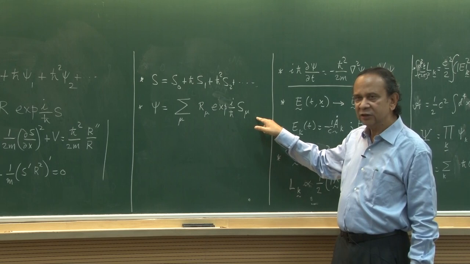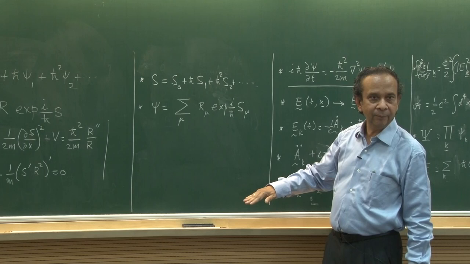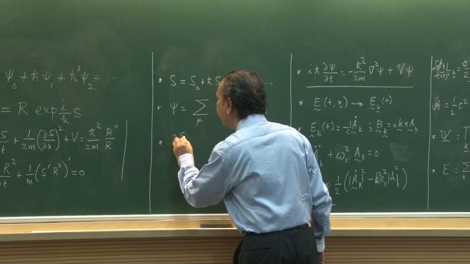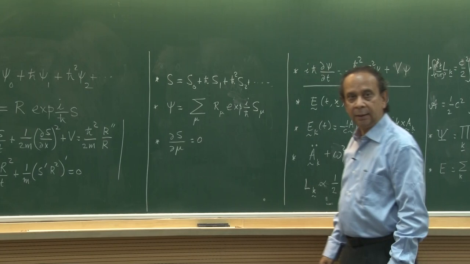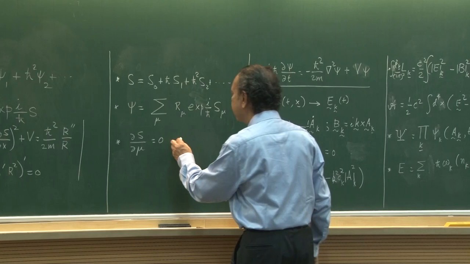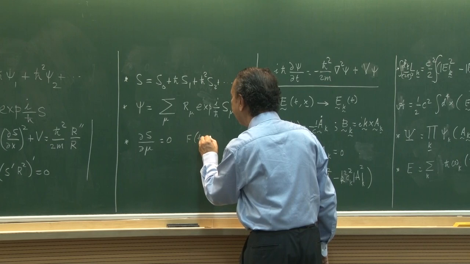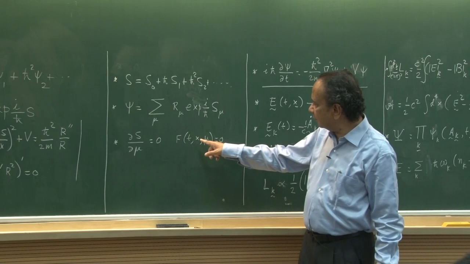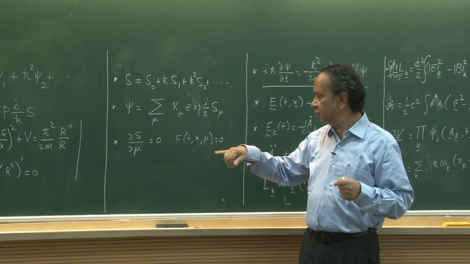If I change mu slightly, this S of mu will again oscillate very widely, except in those cases where dS by d mu is 0. Same as the argument as before. So this S is going to be a function of t and x originally, because this S is going to satisfy a differential equation in t and x. So this derivative is going to be some function of t, x and mu. This is equal to 0. That is going to give a curve x of t parameterized by mu. So for that particular constant, you get a curve. And that is how your trajectory comes up.